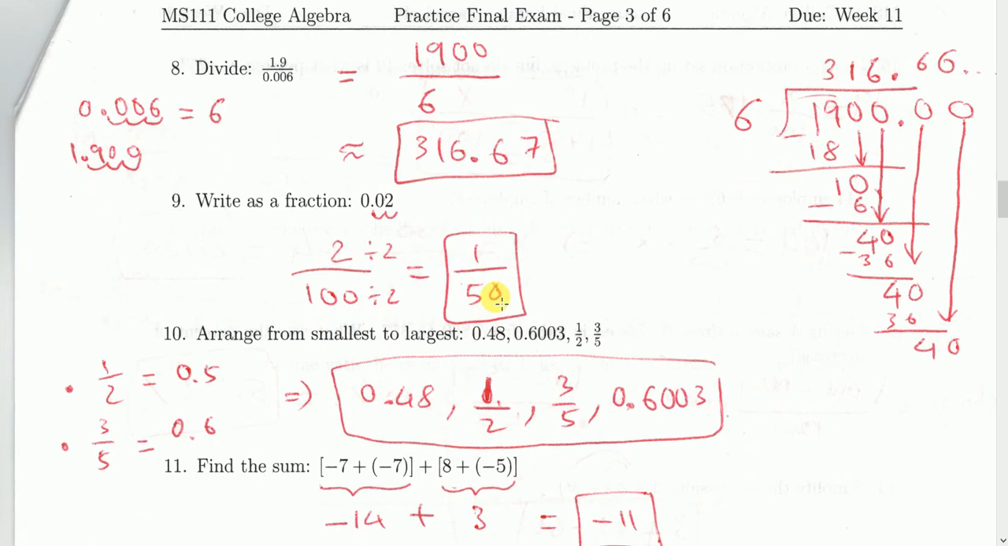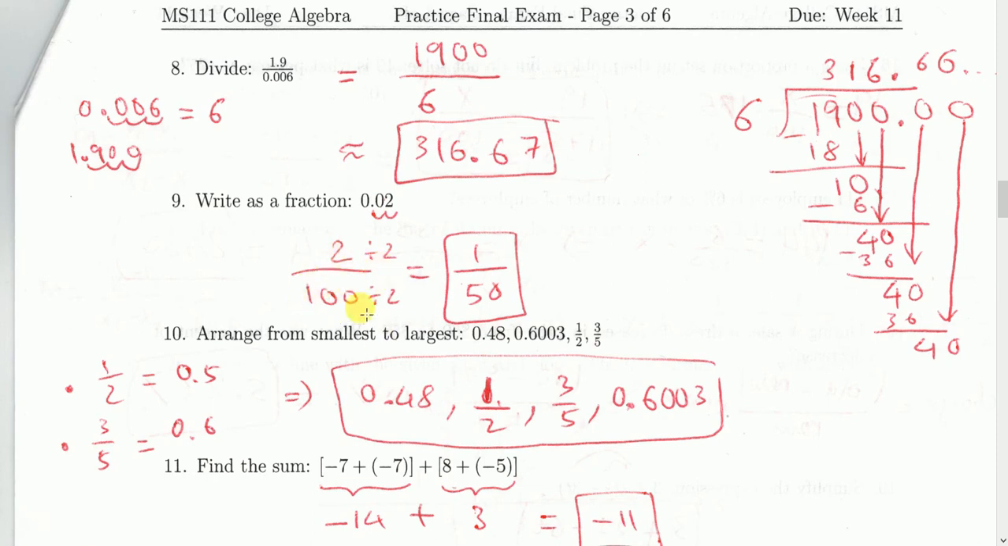Okay. Now the next question. Write this decimal as a fraction. If we want to write this decimal as a fraction, we need to move the decimal point all the way to the right. So the decimal point here, we move 1 time, 2 times to get to the whole number 2. If we move 2 times, we have to divide by 1 with 2 zeros. If we move 3 times, we have 2 divided by 1 with 3 zeros. But now we only move 2 times.